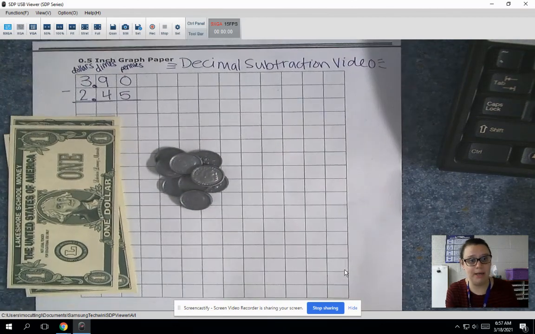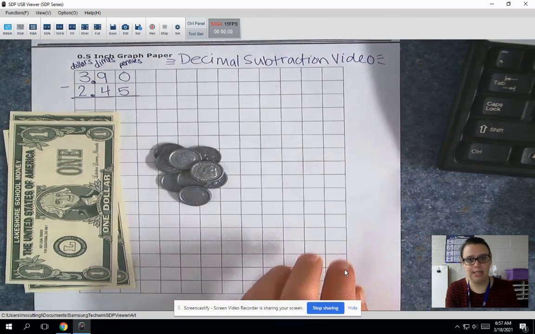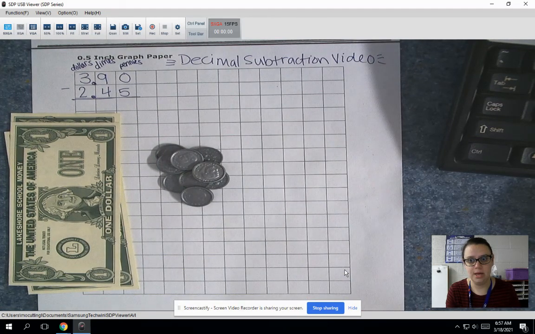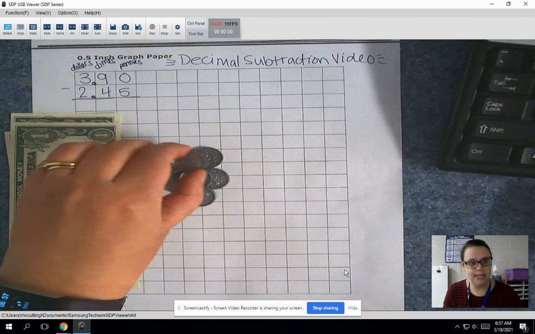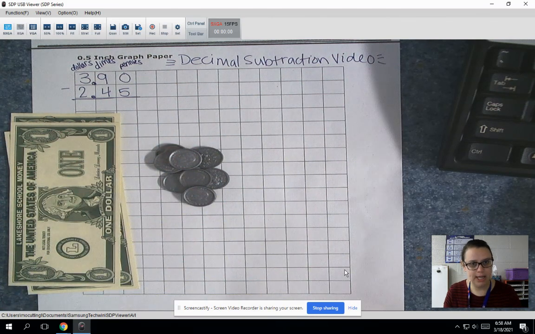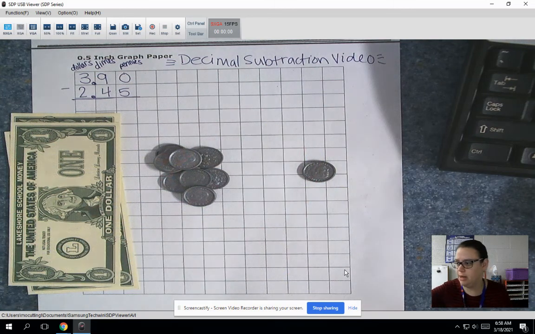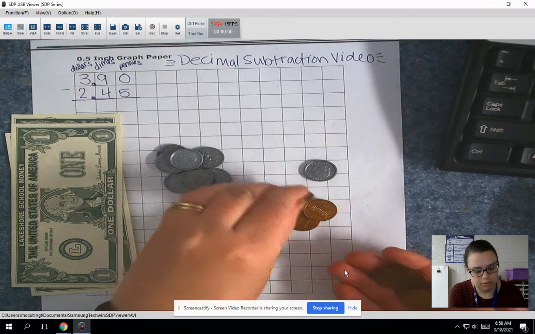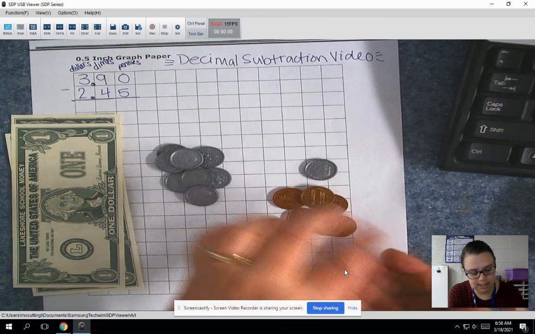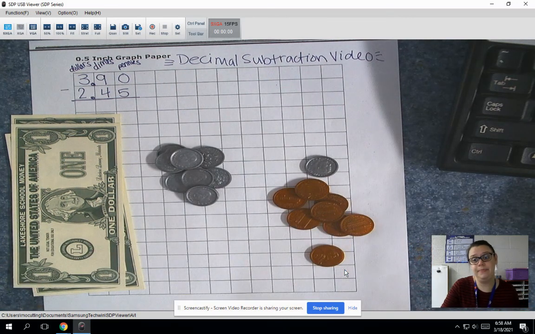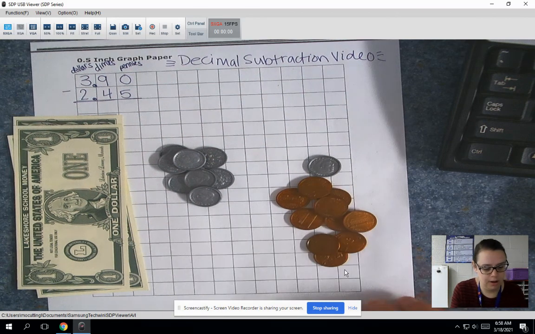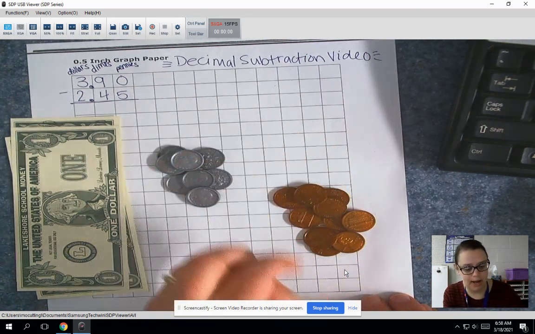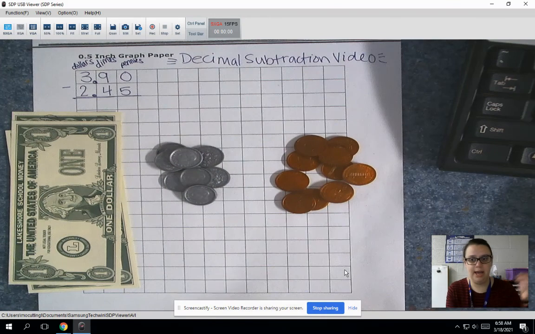Okay, so I'm starting with my pennies. I have 0 pennies, and I need to take away 5. That's a problem. So since I don't have any pennies, what I can do is take one of my dimes and trade it in for 10 pennies. So I'm going to move this over to my pennies spot. A dime is 10 pennies. 1, 2, 3, 4, 5, 6, 7, 8, 9, 10. So this dime just got traded for 10 pennies. So I'm going to put this dime back in the bank.